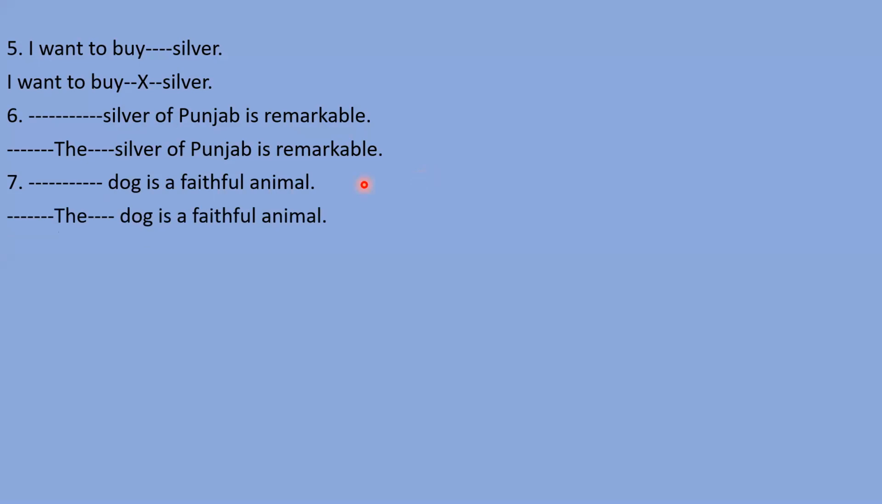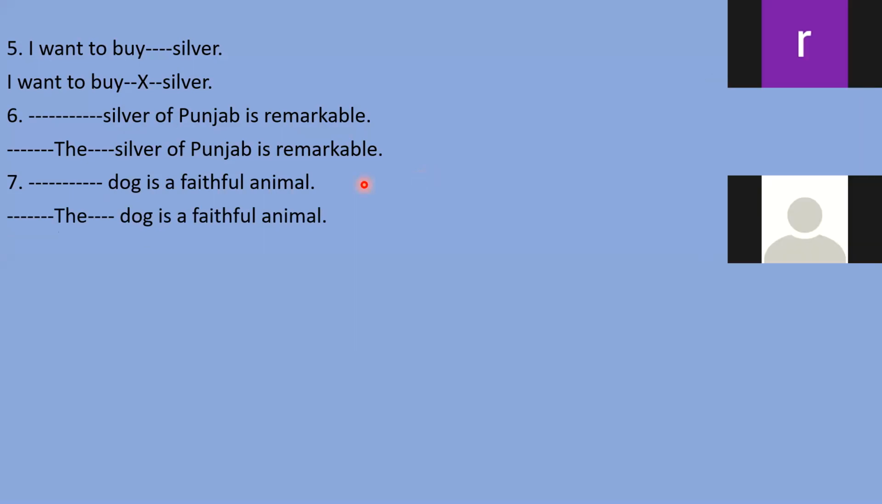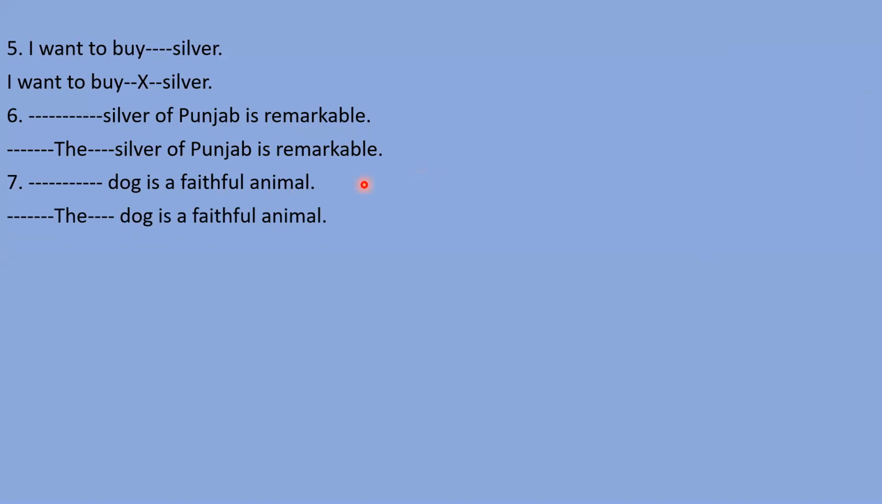I will tell you why we need to use the article. When we talk about a complete race, in that case we need to use the with that noun. We are not talking about one dog. We are talking about all the dogs. So we can say that all the dogs are faithful animals, or we can say the dog is a faithful animal. So when we talk about a complete race, then we can use the article.